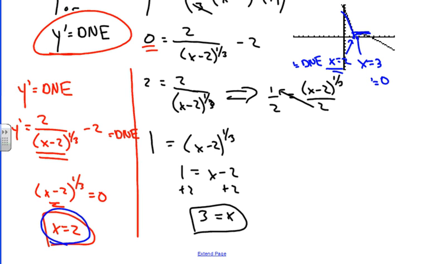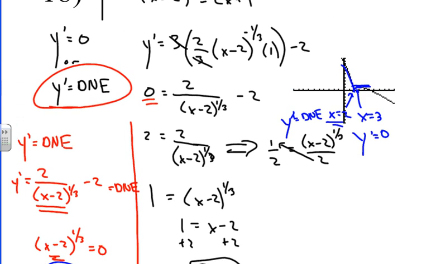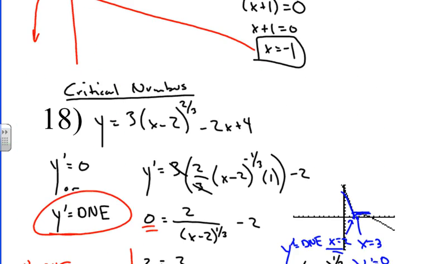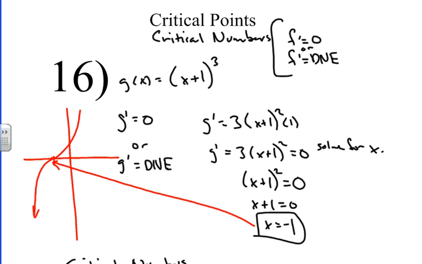In this case, y prime. All right, we have that. So that is how you find critical values. That is how you find critical points and critical numbers. You set the derivative of the function or equation equal to 0, or find out where it doesn't exist.